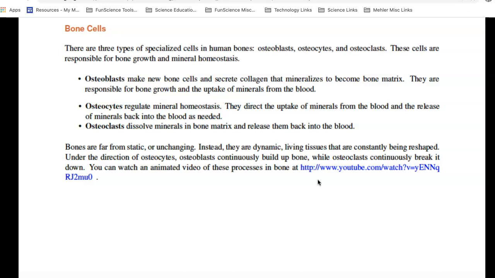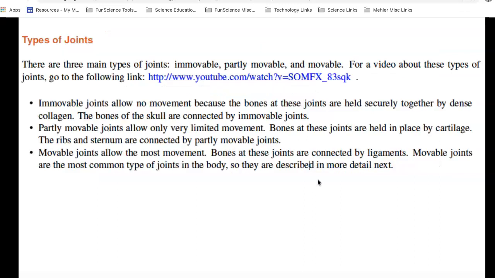There are the osteoblasts, the osteocytes, and the osteoclasts. Easy to get them mixed up, but take a look at these and see what functions they perform within your bones. Now, of course, there are also different types of joints.